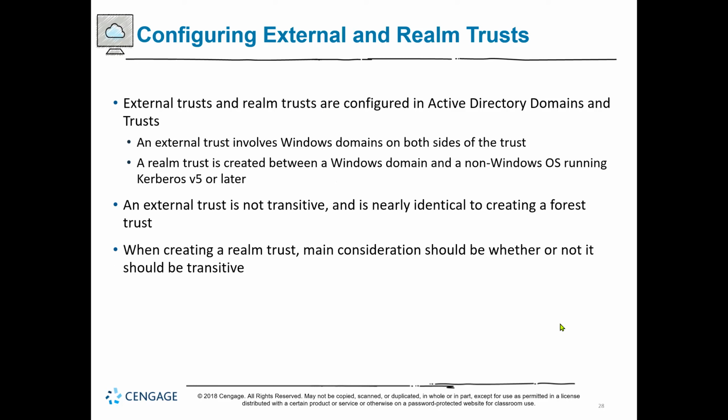External and realm trusts are configured in Active Directory Domains and Trusts. An external trust involves Windows domains on both sides of the trust. A realm trust is created between a Windows domain and a non-Windows OS running Kerberos version 5 or later. An external trust is not transitive and is nearly identical to creating a forest trust. When creating a realm trust, the main consideration should be whether or not it should be transitive.